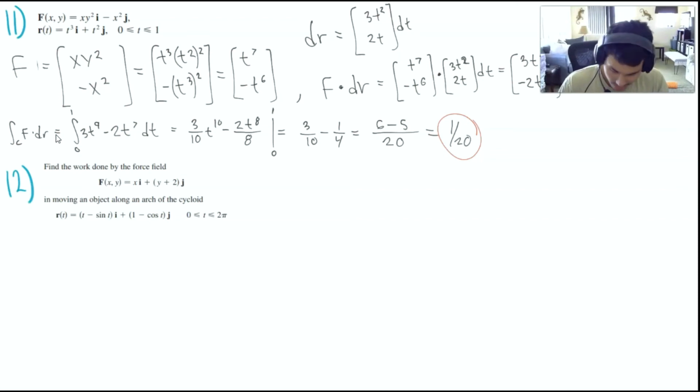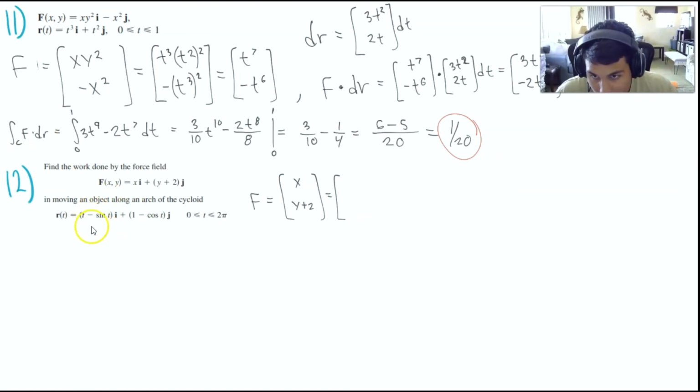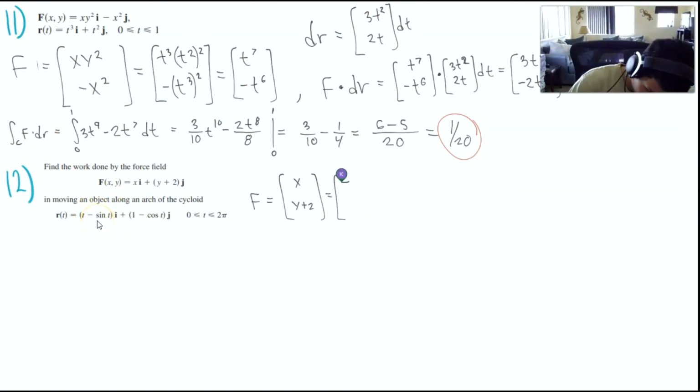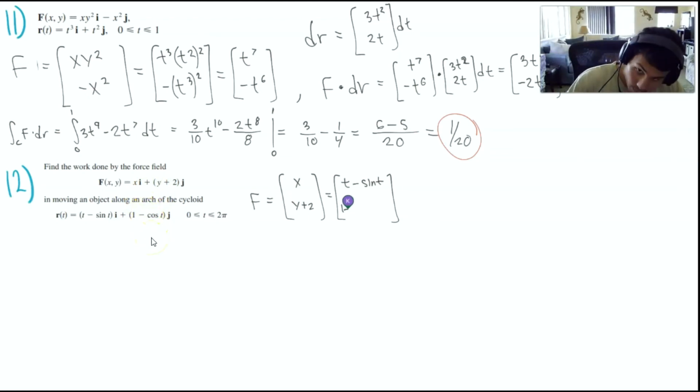Okay, for the next one, we're gonna do the exact same thing. It's really the exact same thing, just different numbers and different variables. Well, f is equal to x and y plus 2, where x is this, that's x, and y, this is y, so it becomes 1 minus cosine t plus 2, right? And then we want to know what dr is.